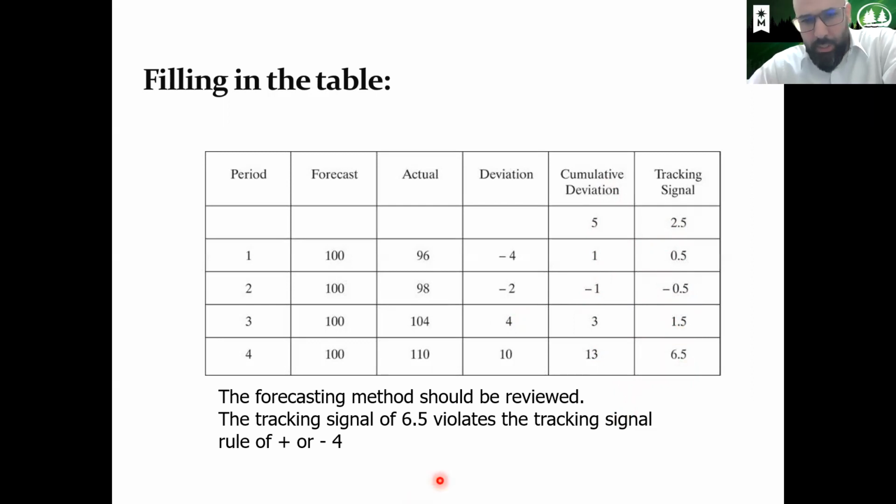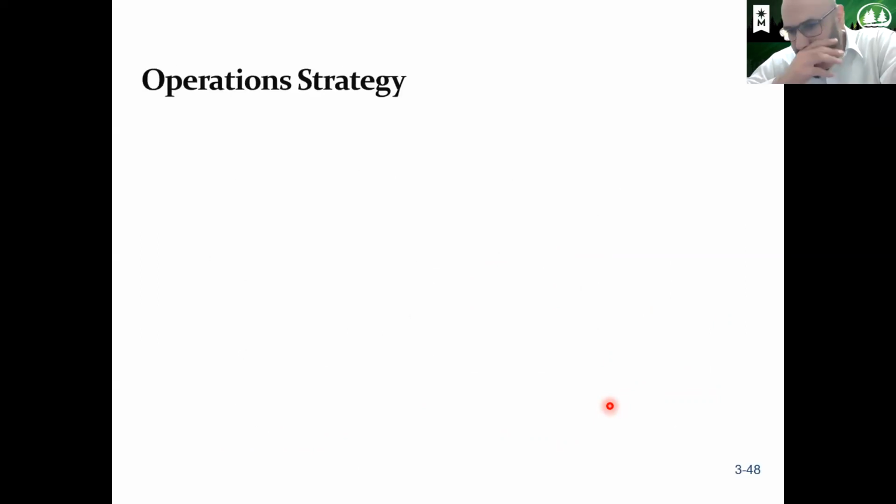All right, now let's look at the forecasting method. It should be reviewed, because there is a lot of deviation and the tracking signal is 6.5. This is the final conclusion: 6.5 violates the rule established by the company, which is plus or minus 4. As long as this is between plus and minus 4, the company would be okay with that forecasting technique. However, 6.5 seems high, so we have to review the forecasting technique.